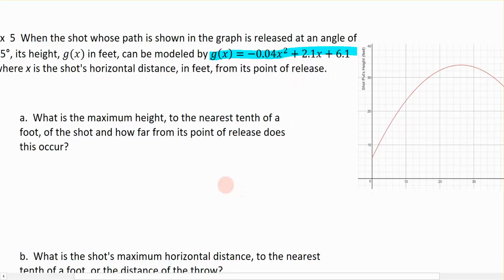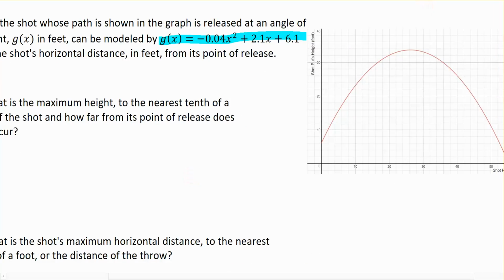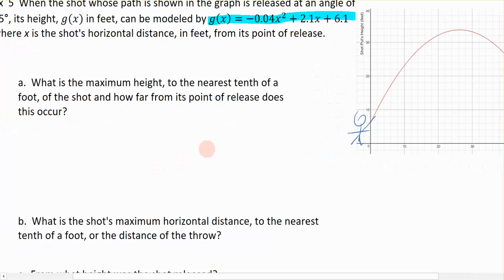its point of release. So you've got to picture that you have the shot put person right here, and they are releasing the shot put. So this distance along the x-axis is how far it travels away from the point of release, and this distance here along the y-axis is the height that it travels.